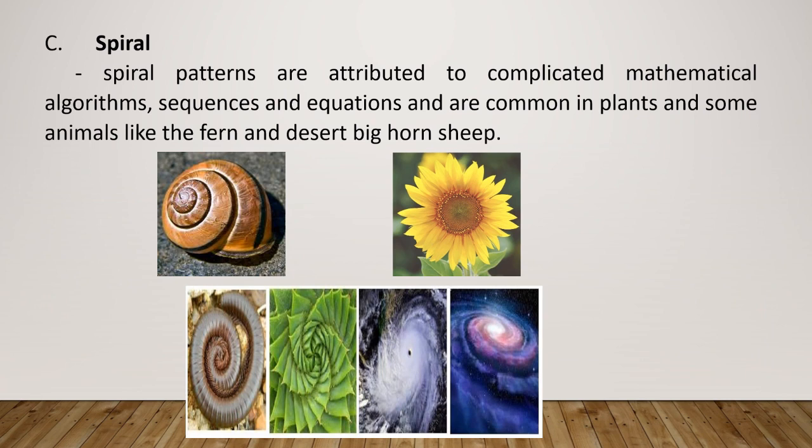Spiral. Spiral patterns are attributed to complicated mathematical algorithms, sequences, and equations, and are common in plants and some animals like the fern and desert bighorn sheep. So some of the spiral patterns that we can see in nature are this one, the shell of a snail. Then we also have sunflower, as well as in outer space like this galaxy.